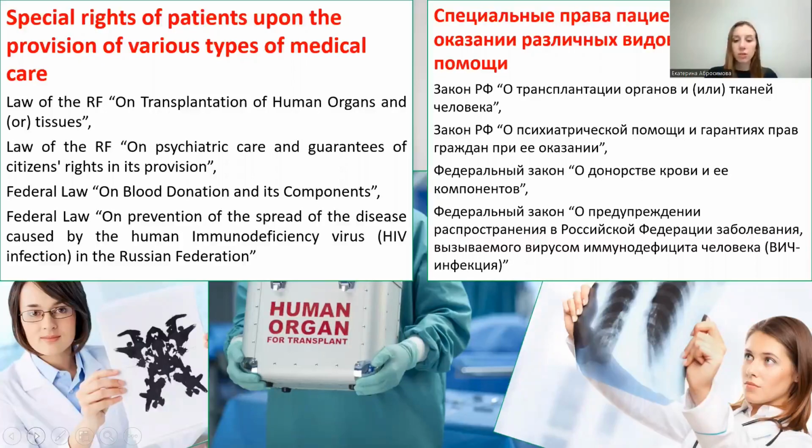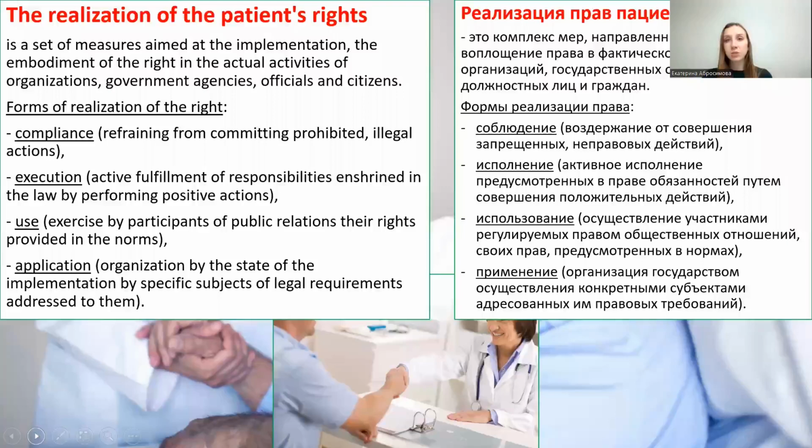For example, in the law of the Russian Federation on transplantation of human organs and or tissues, on psychiatric care and guarantees of citizens' rights in its provision, the federal law on blood donation and its components, on prevention of the spread of the disease caused by the human immunodeficiency virus, HIV infection, in the Russian Federation. And the realization of the patient's rights is a set of measures aimed at the implementation and the embodiment of the right in the actual activities of organizations, government agencies, officials and citizens.